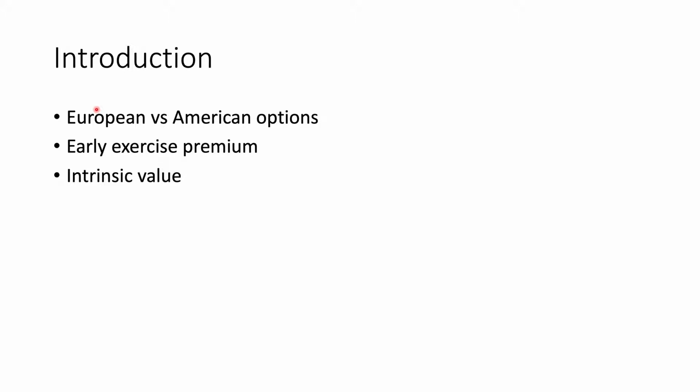And there's also another concept of intrinsic value that we need to think of, especially with American options. What that means is that the price of an American option at any point in time should be at least as great as the value you would get from the option if you were to exercise it today. And that value, if you exercise the option today, is called the intrinsic price or intrinsic value.